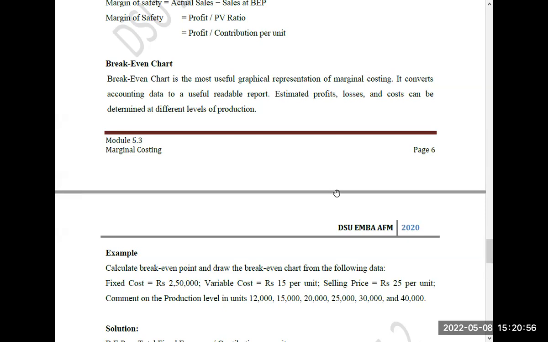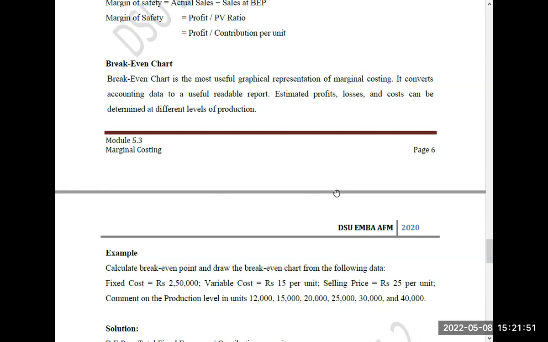Next line. Contribution per unit is equal to selling price per unit minus marginal cost, otherwise variable cost per unit. So what will be the contribution per unit in this example? 10 rupees. Contribution per unit is equal to 10 rupees per unit. Now apply the equation.